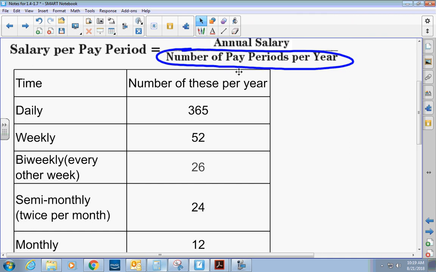Bi-weekly is every other week. If there are 52 weeks in a year, then there are half as many every other weeks in a year. So half of 52 is 26. This is easily confused with semi-monthly, which is twice per month. Now here's the beauty. If you get paid bi-weekly, there's twice a year you get an extra paycheck in a month.